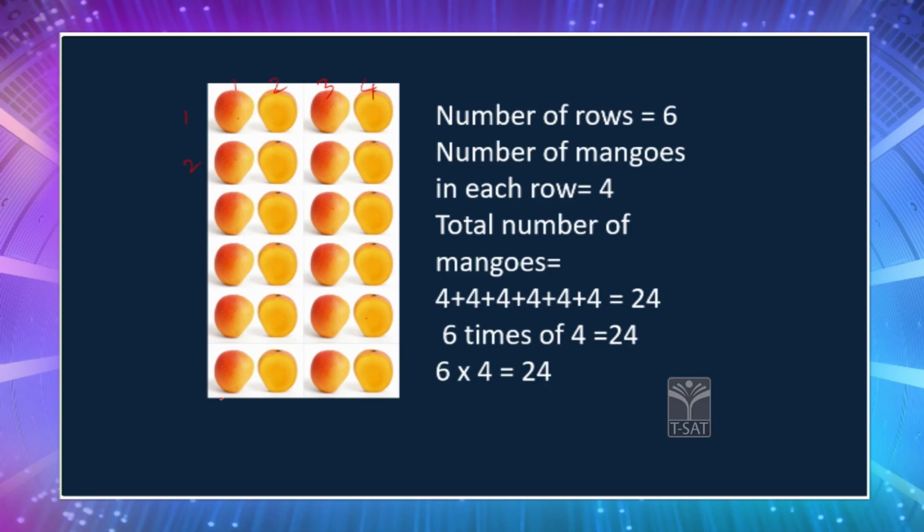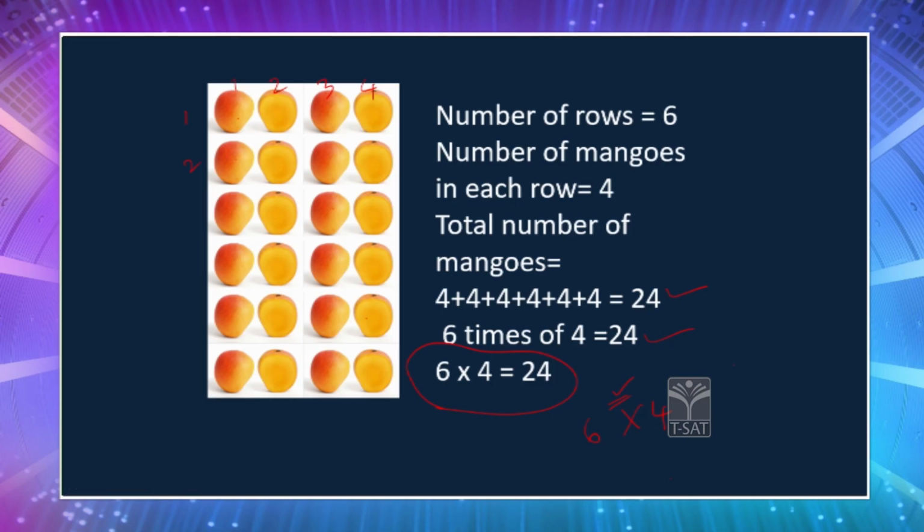So, 6 times 4, or 4 plus 4 plus 4 plus 4 plus 4 plus 4, equals 24. That can be written as 6 times 4, and this can be written in the form of 6 into 4, that equals 24. Here, 6 into 4. What is this symbol? This symbol is for multiplication. And here we are observing, what is multiplication?